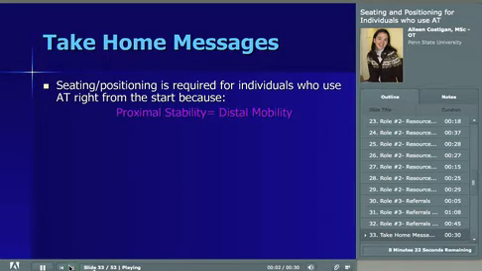In summary, here are some take-home messages regarding seating and positioning for individuals who use assistive technology. Seating and positioning is important for these individuals from the very beginning and throughout the assistive technology process. In recalling that proximal stability equals distal mobility, it is easy to recognize how proper stabilization at the pelvis and trunk enables optimal motor skills at the extremities.